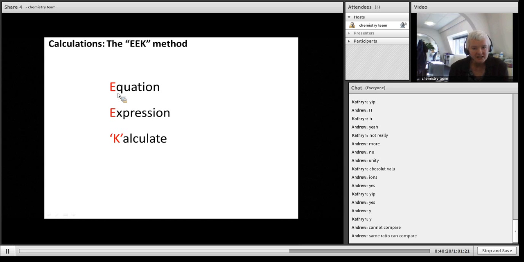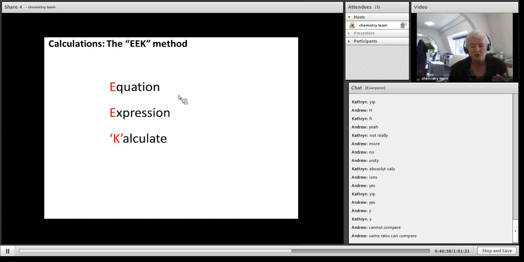The first thing is you write your equation, because if you get your equation wrong, your expression will be wrong. And sometimes you think you can skip the equation because you know the expression because it's so obvious, but then you do something, make a silly mistake. So always write your equation first.